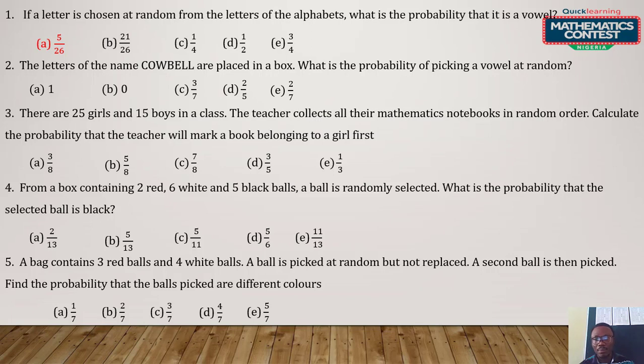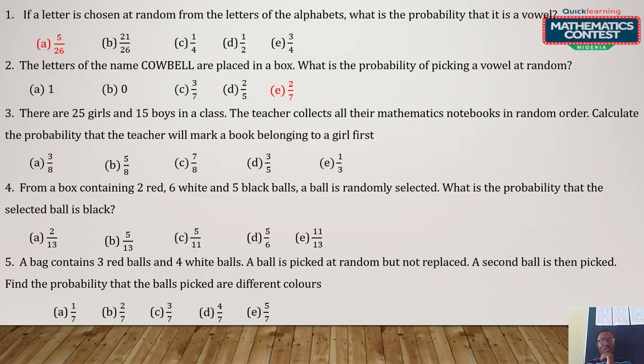Get ready to stop. Okay, time up. The answer is 2 over 7. The reason is that we have two letters that are vowels, which are O and E. So it will be 2 out of 7 letters altogether. Now, that is that for number 2.